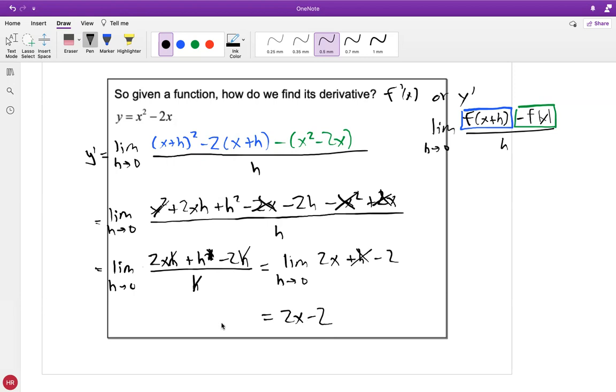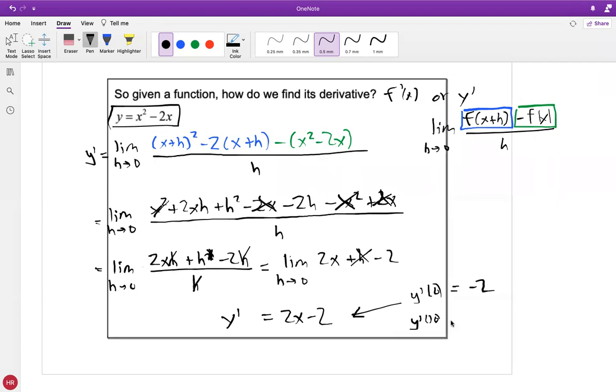So this is y prime. This is the derivative of this function at any point x. If I was like, what's the slope of the tangent line to this curve when x is 0? Now you can tell me. You can say y prime of 0 equals negative 2. When x is 0, the slope of the original curve is given by this function. So when x is 0, the slope is negative 2.